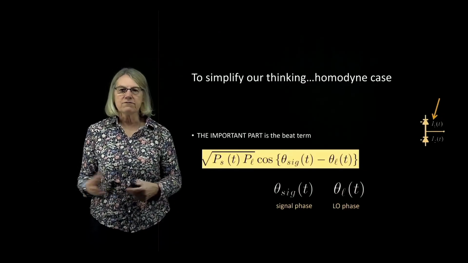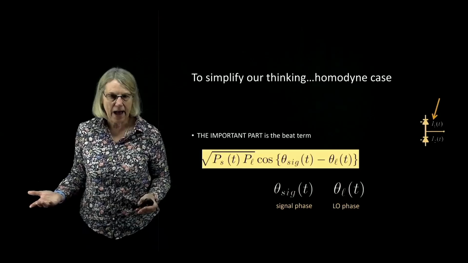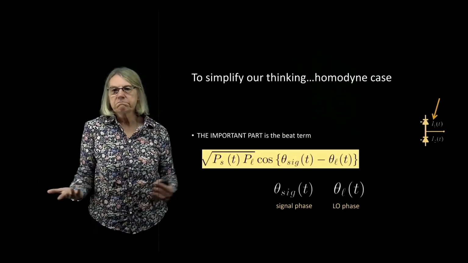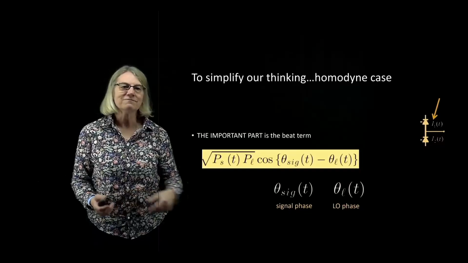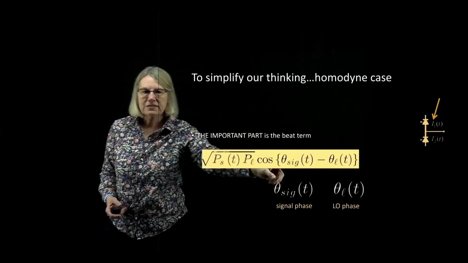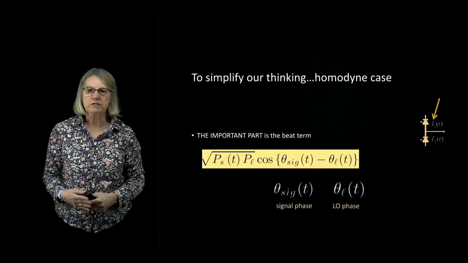So, for instance, if you're doing an experiment in the lab and you're using the same source for both, then they could be very, very close indeed. So in this case, in the homodyne case, we don't have an intermediate frequency, and it really is the difference in phase between these two.